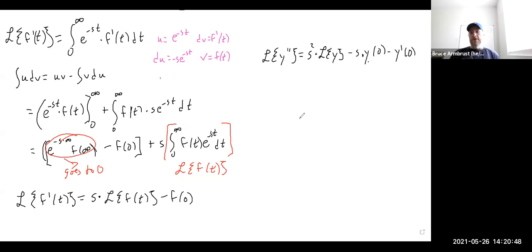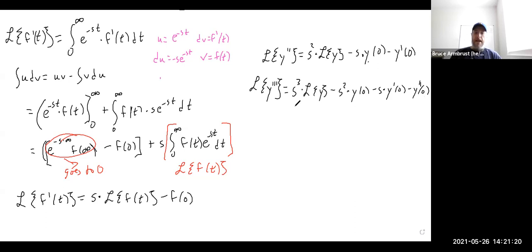Anyway, so that would be your second derivative, but then you can keep following the process, right? Where you go, okay, well, what if we did it one more time? We did a Laplace transform of y triple prime. Well, you'd get all that and then times another s. So we're going to get s cubed times the Laplace transform of y minus s squared times y of 0 minus s times y prime of 0 minus y double prime of 0. And so on down the line.